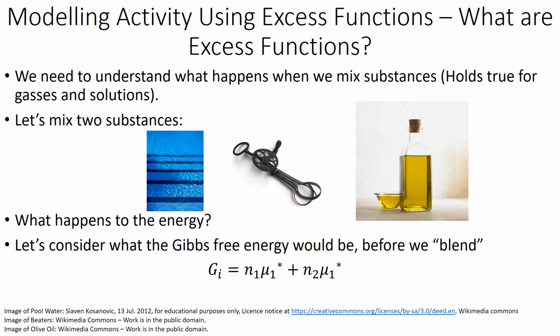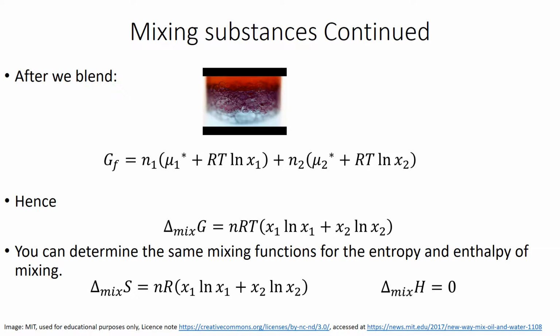So let's consider what the Gibbs free energy would be before we blend our two substances together. It's simply given by G_i, where i is for initial, equal to the sum of the chemical potentials times the number of moles for each component. And the chemical potential is that of the pure state of the liquid in our case. So that should be fairly easy. Now, what we'll do is blend our two substances together to get a final Gibbs free energy.